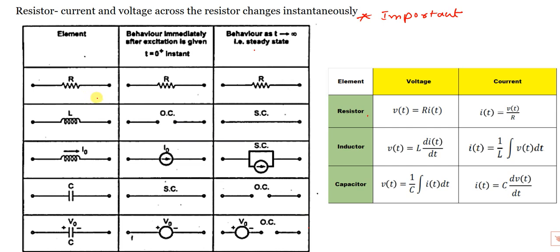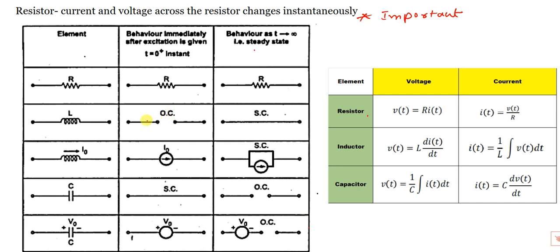So how do your circuit elements behave? Time is divided into three parts, as I already told. Before switching is t equal to minus infinity to t0 minus. Just after switching is t equal to 0 plus. And for t greater than 0, it is steady state.